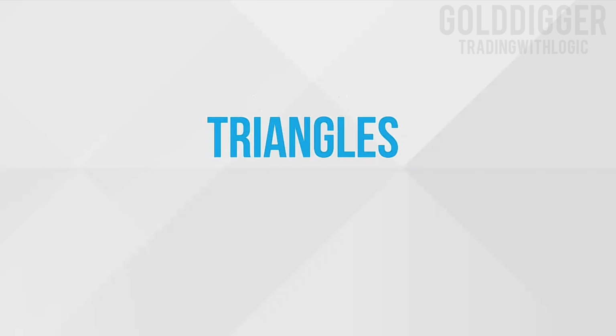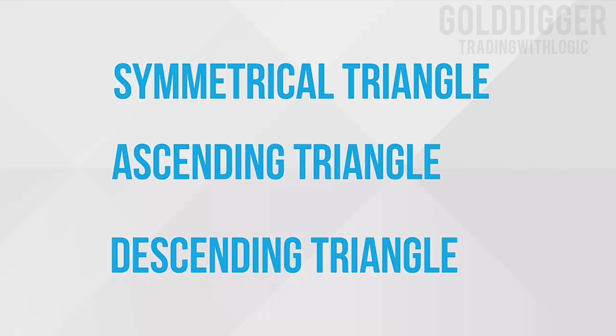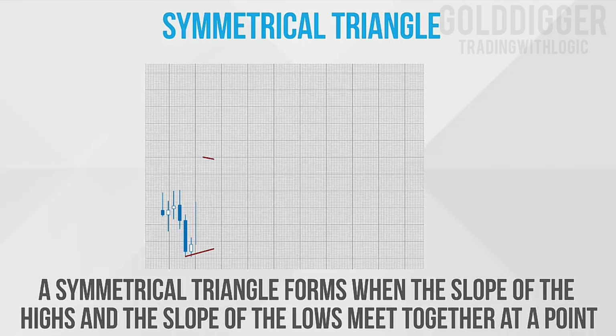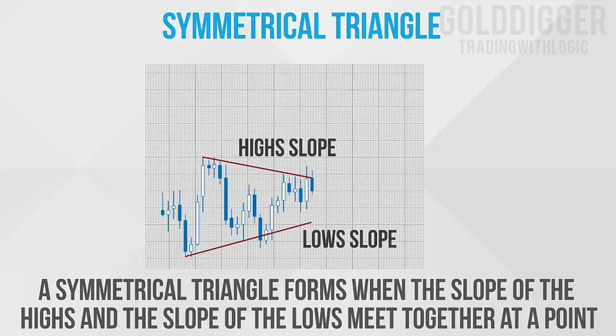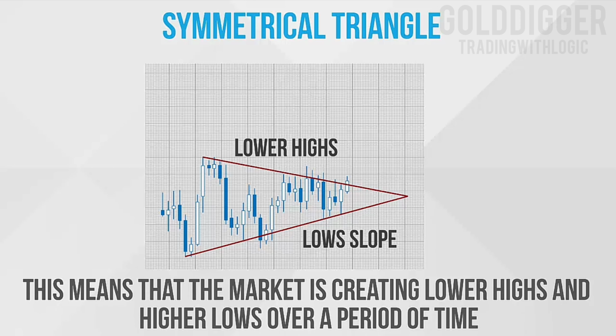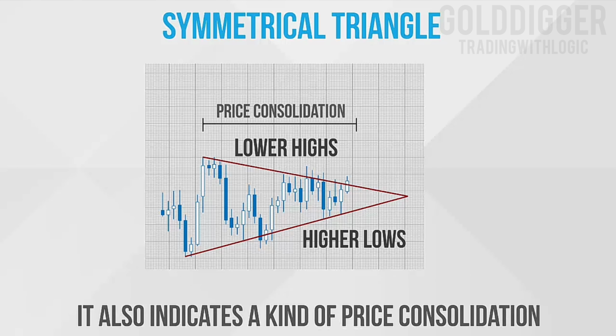Triangles. 3 different triangle patterns can form when trading on forex. The first, a symmetrical triangle, forms when the slope of the highs and the slope of the lows meet together at a point. This means that the market is creating lower highs and higher lows over a period of time. It also indicates a kind of price consolidation.